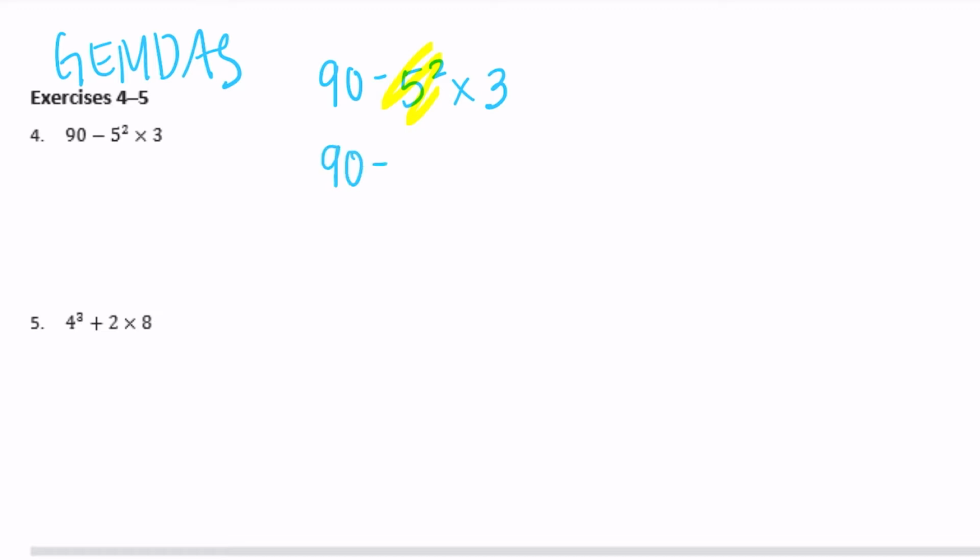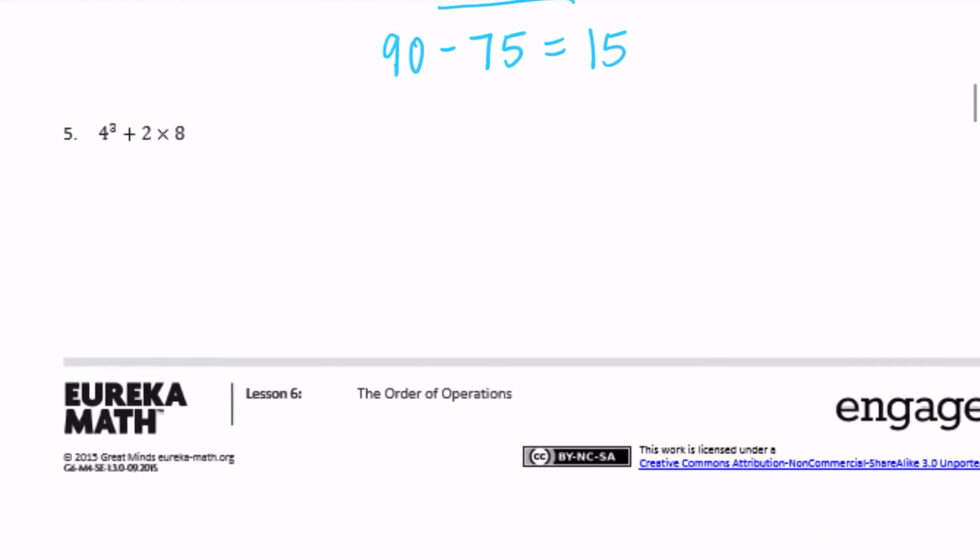So we have 90 minus 25 times 3. So there's no more exponents, so we're going to move on to multiplication or division. There is a multiplication problem, so we look left to right, and we have 25 times 3. So 25 times 3 would be 75, and then we just need to solve 90 minus 75, which would be equal to 15. And number 5, 4 to the third power.